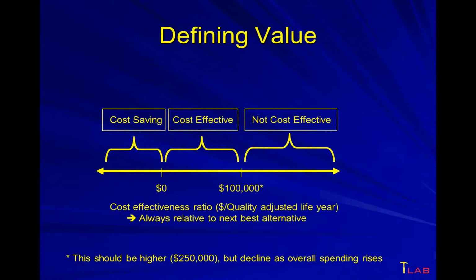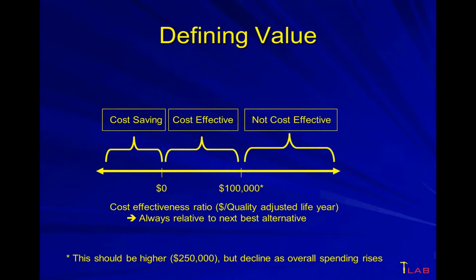The idea is that I basically equate value with a cost-effectiveness ratio. So if something is cost savings and doesn't harm you, that would be high value, but also things that are cost effective, that cost less than, say, $100,000 per quality adjusted life year, that also would be high value. In fact, I think the threshold should be higher than $100,000. I think it should be about $250,000 based on research that we've done. But in any case, something that's cost effective would be considered high value.